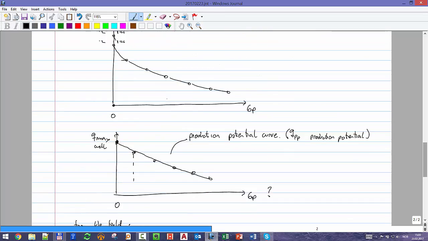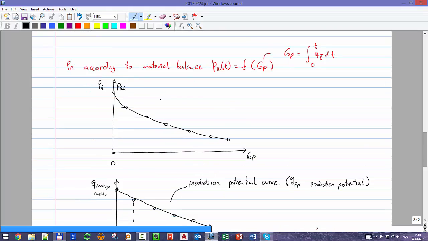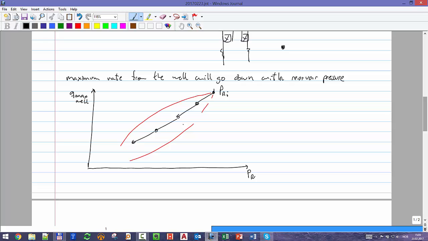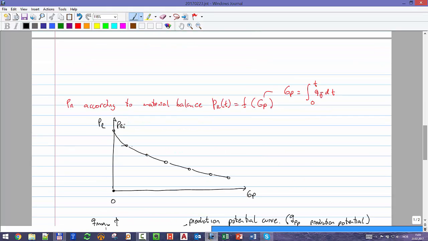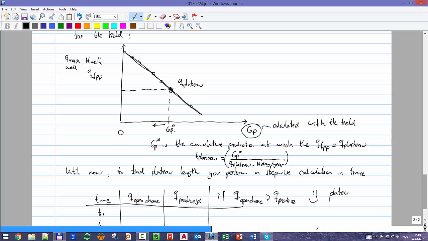If you could have done it with these other two plots, right? You could have said for which reservoir pressure I reach the plateau rate, right? And then I have to come to this plot and I say for that reservoir pressure give me the GP, and I can do exactly the same thing. The powerful part of the potential is that I can do that in the same plot. Okay?